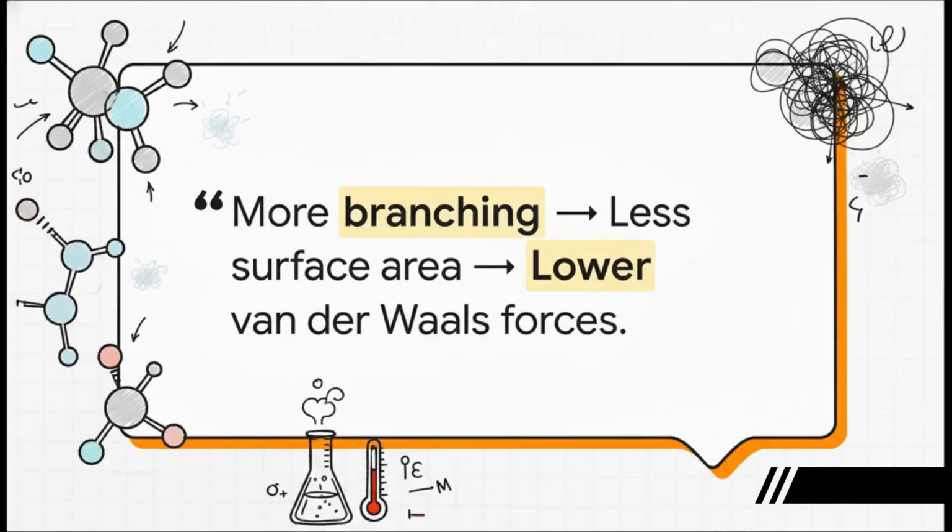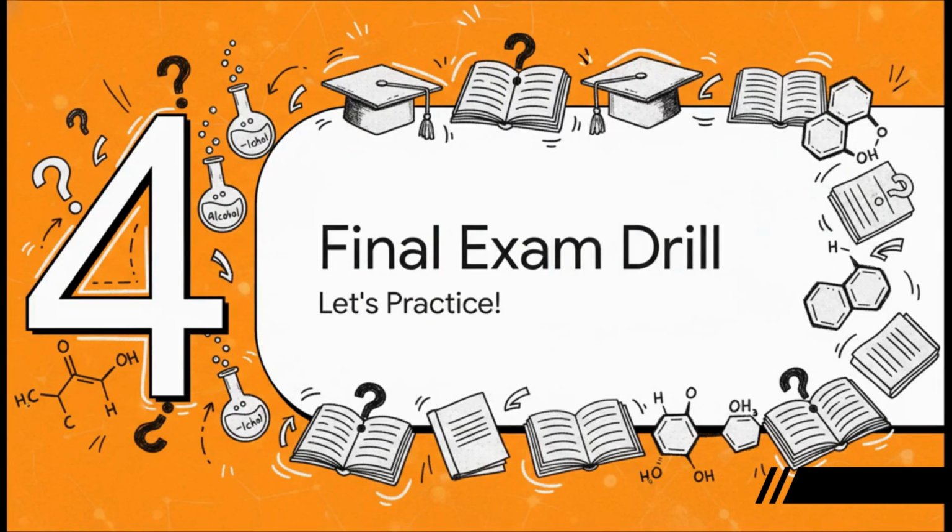So why does this happen? Well, it's all about intermolecular forces. A primary alcohol is a pretty straight chain, which gives it a large surface area for other molecules to stick to. But a tertiary alcohol is highly branched. It's more like a sphere. This compact shape means less surface area, which leads to weaker van der Waals forces between the molecules. And if the forces are weaker, you need less energy to pull them apart, which means a lower boiling point. It just makes sense.